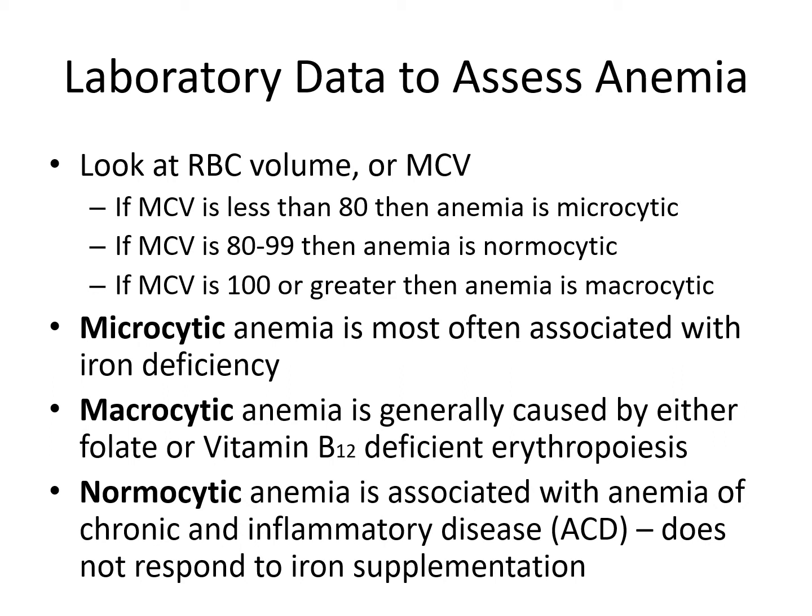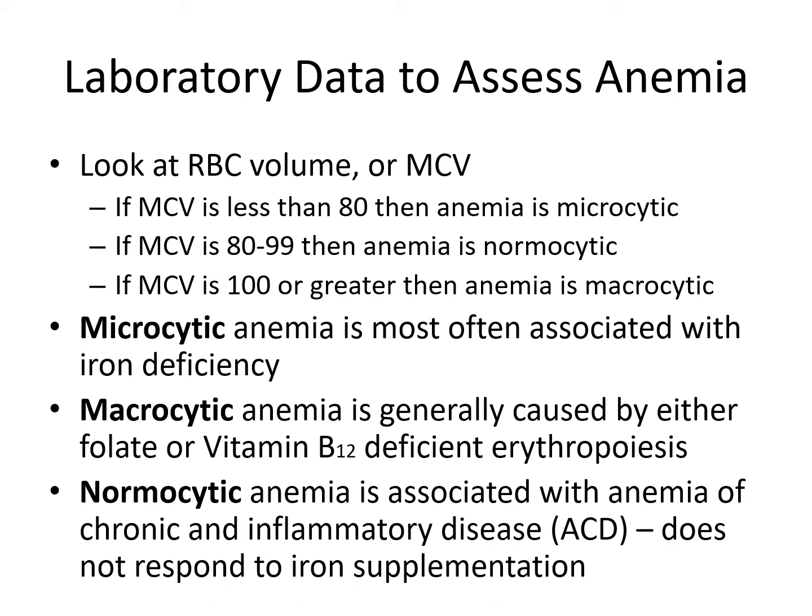So to assess anemia, we look at red blood cell volume, or MCV. If it's less than 80, then the anemia is considered microcytic. If it's 80 to 99, that is normocytic. And if it's 100 or greater, then it's macrocytic. So you've got small blood cells, normal blood cells, and large blood cells.